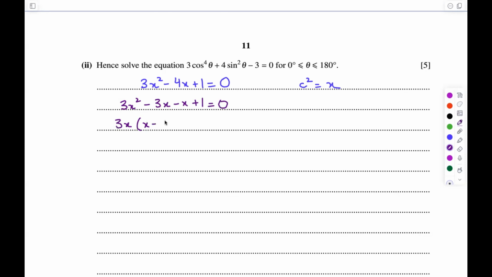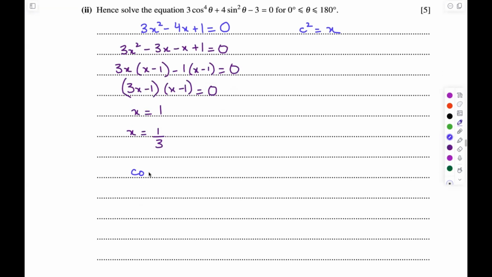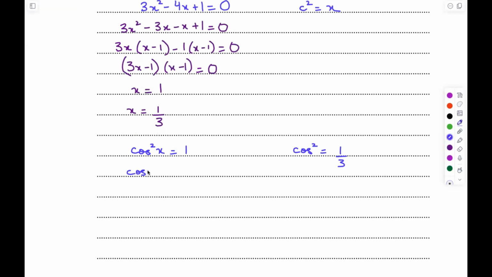Factorizing this, we'll get 3x(x − 1), and taking 1 common over here, this will become −1(x − 1) = 0. Simplifying this, we'll get (3x − 1)(x − 1) = 0. So x will be equal to positive 1 and x will be equal to 1/3. Now, as we know that x is equal to cos²θ, we'll write cos²θ is equal to 1 and cos²θ is equal to 1/3. So we can write cos θ will be equal to the square root of 1, which is 1, and over here cos θ will be equal to the square root of 1/3.